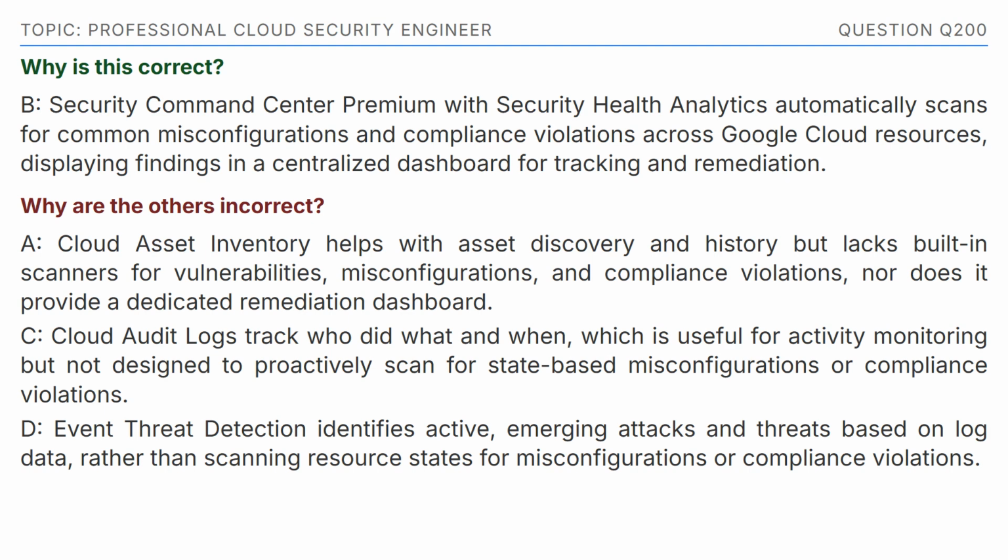Why are the others incorrect? A. Cloud Asset Inventory helps with asset discovery and history but lacks built-in scanners for vulnerabilities, misconfigurations, and compliance violations, nor does it provide a dedicated remediation dashboard. C. Cloud Audit logs track who did what and when, which is useful for activity monitoring but not designed to proactively scan for state-based misconfigurations or compliance violations. D. Event Threat Detection identifies active, emerging attacks and threats based on log data, rather than scanning resource states for misconfigurations or compliance violations.